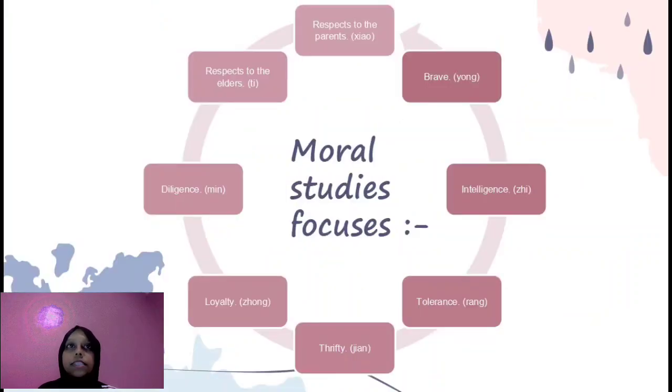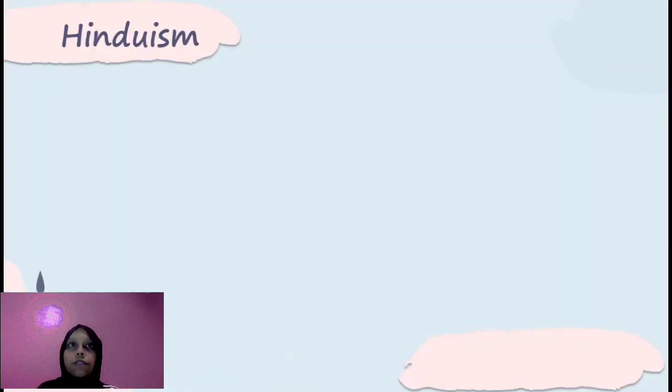The focus in moral studies has steps, of which the most important is respect to the parents, Xiao, and the second is respect to the elders, Ti. The third is diligence, Min. Loyalty, Zhong. Thrift, Jian. Tolerance, Rong. Intelligence, Zhi. And lastly, bravery, Yong. So this order is according to the importance they place in moral studies, where respect to the parents is the most important part, and bravery is also important, but it's the last stage of the studies.